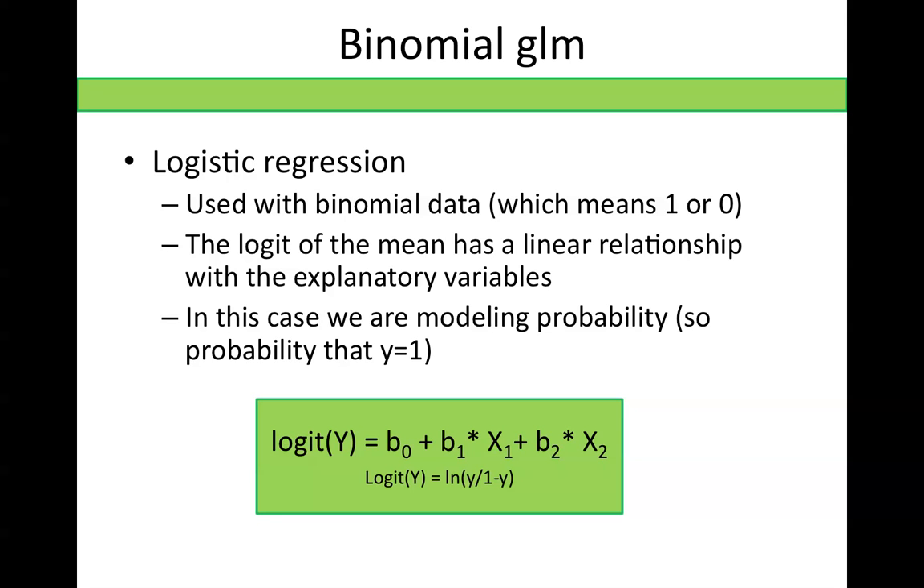So I won't talk specifically about plotting the Poisson distribution, but we'll skip on to the binomial distribution used in logistic regression. Binomial means nomial is number and bi is 2, so it means we can only have two values here, 1 or 0. And so now we're using the logit of the mean, and it has a linear relationship to the explanatory variables, or the beta coefficients in this case. In this case, we're modeling the probability because we're bound between 0 and 1.